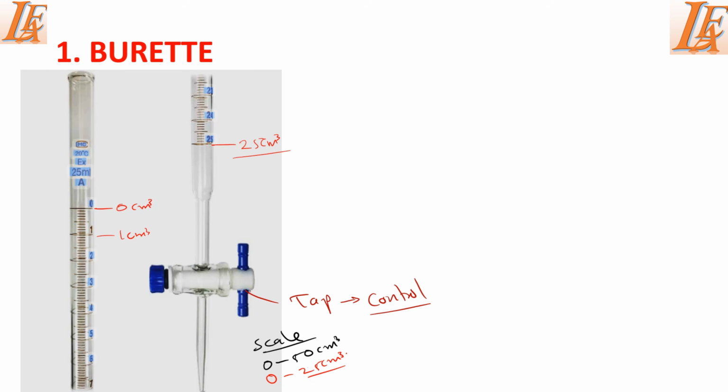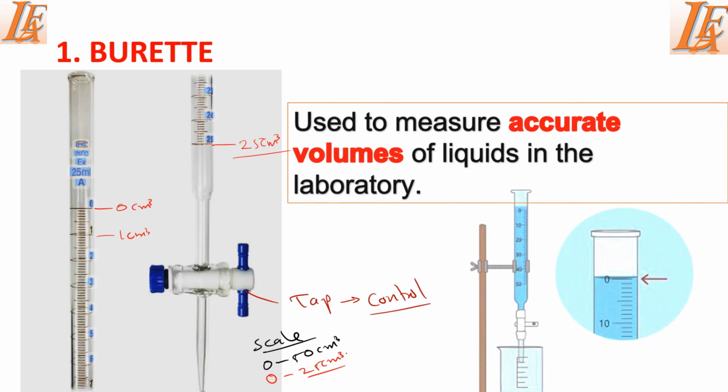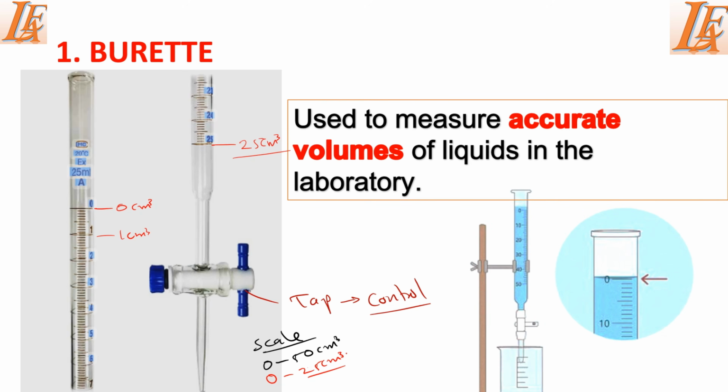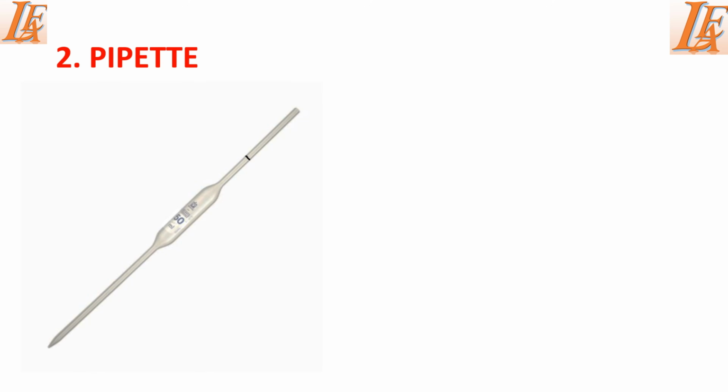Now the function of this burette is to measure accurate volumes of liquids in the laboratory. The reason why it measures accurate volumes is because it has a tap which can control the amount of the liquid flowing out.